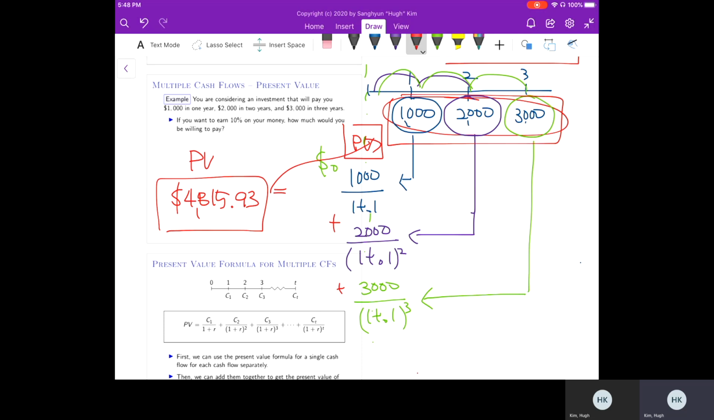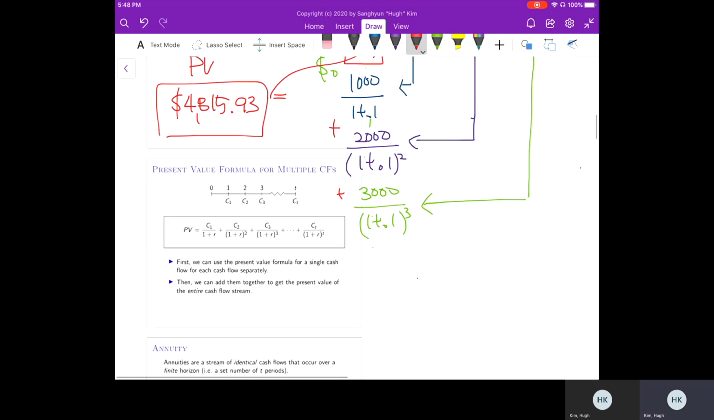So let's generalize this idea to any arbitrary cash flows. So the rule is simple. First, we can use the present value formula for a single cash flow for each cash flow separately. Then we can add them together to get the present value of the entire cash flow stream. So that's the general present value formula for multiple cash flows. This will apply to any type of cash flows, but in this chapter, we're going to look at some special types of cash flows.